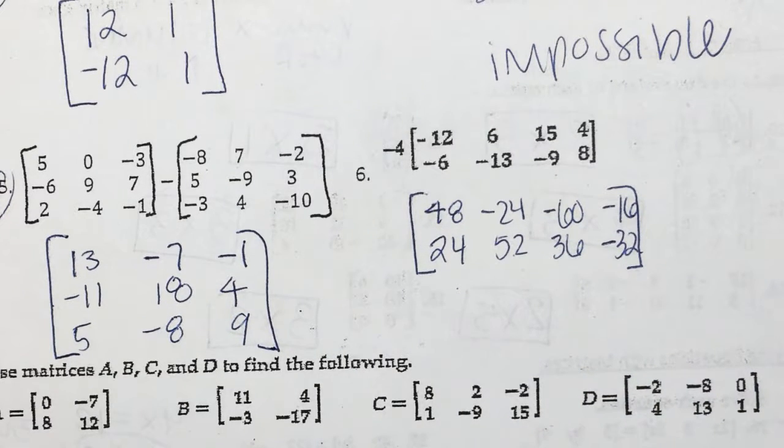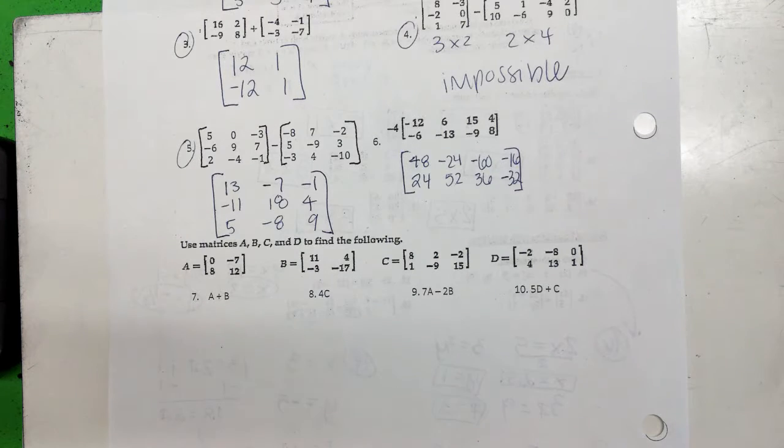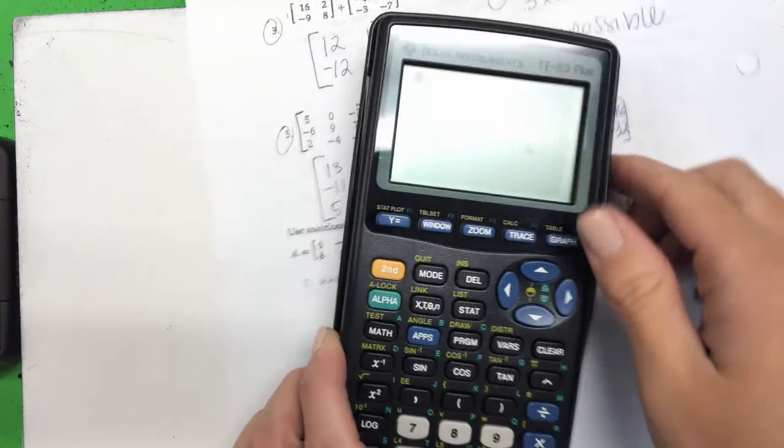Alright, before we get started on 7 through 10, I'm going to show you how to check these in your calculator. Okay, so if you have a TI 83 or 84, make sure you're paying attention. If not, you can go ahead and get started on 7 through 10. This won't come in handy right now because adding and subtracting matrices, it's quicker to do it here than on your calculator. But when we get into multiplying, you will want to do this. So make sure you pay attention.